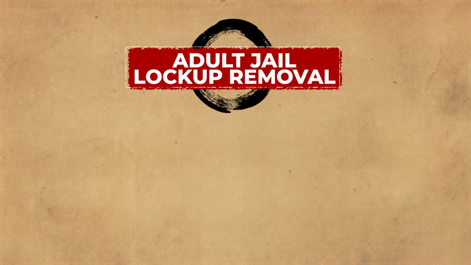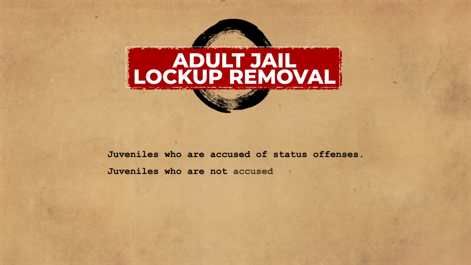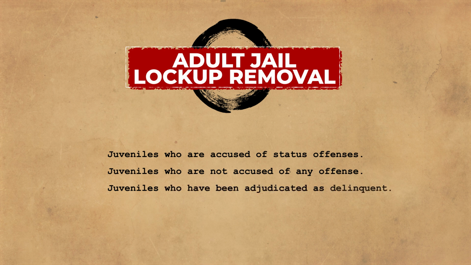No juvenile shall be detained or confined in any jail or lockup for adults, subject to certain exceptions, which I described later. Juveniles who are accused of status offenses, i.e. status offenders, juveniles who are not accused of any offense, i.e. non-offenders, and juveniles who have been adjudicated as delinquent may not be detained or confined for any length of time in an adult jail or lockup.